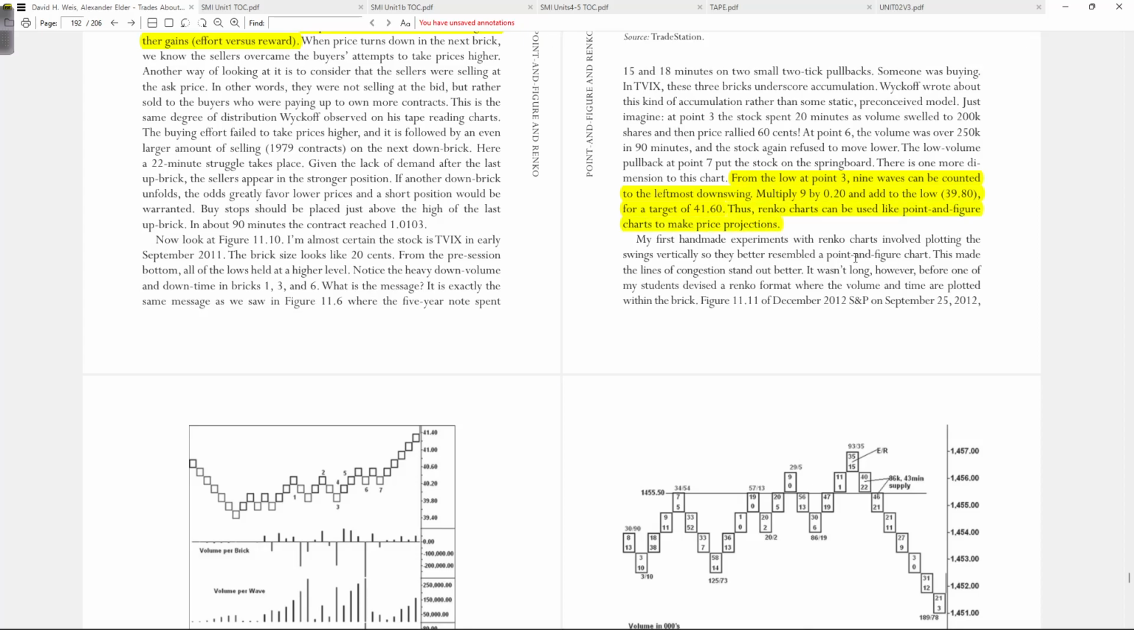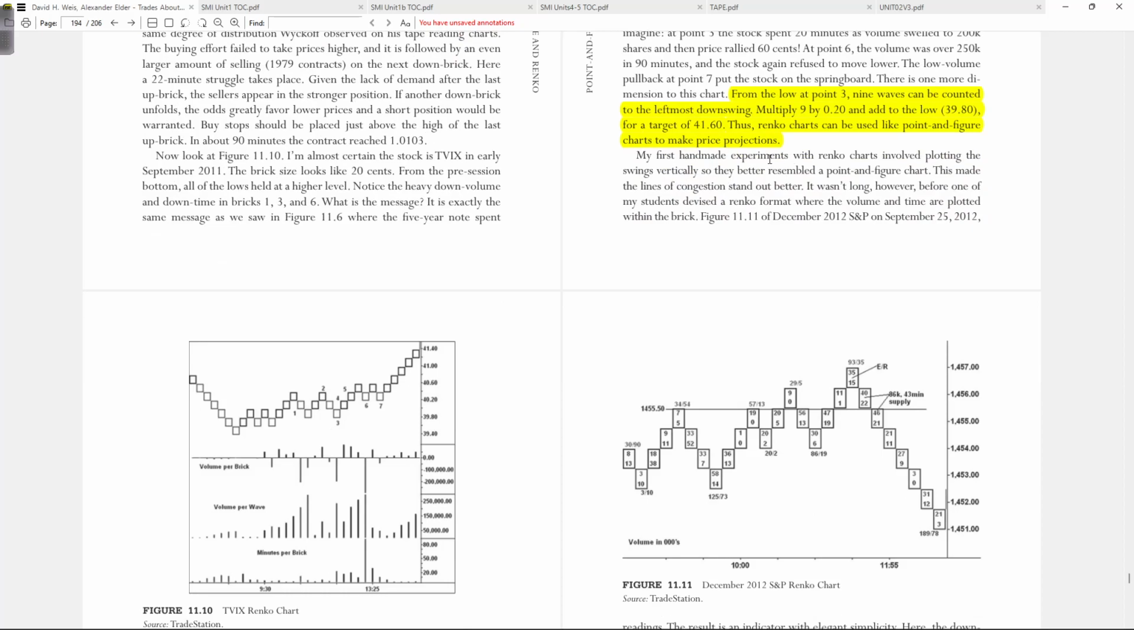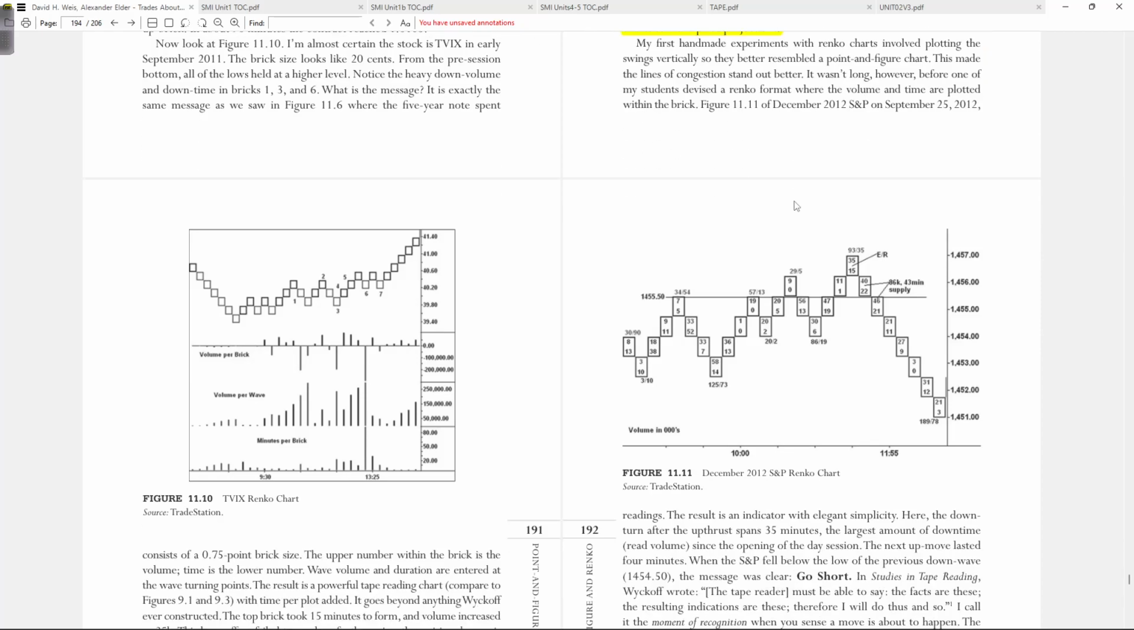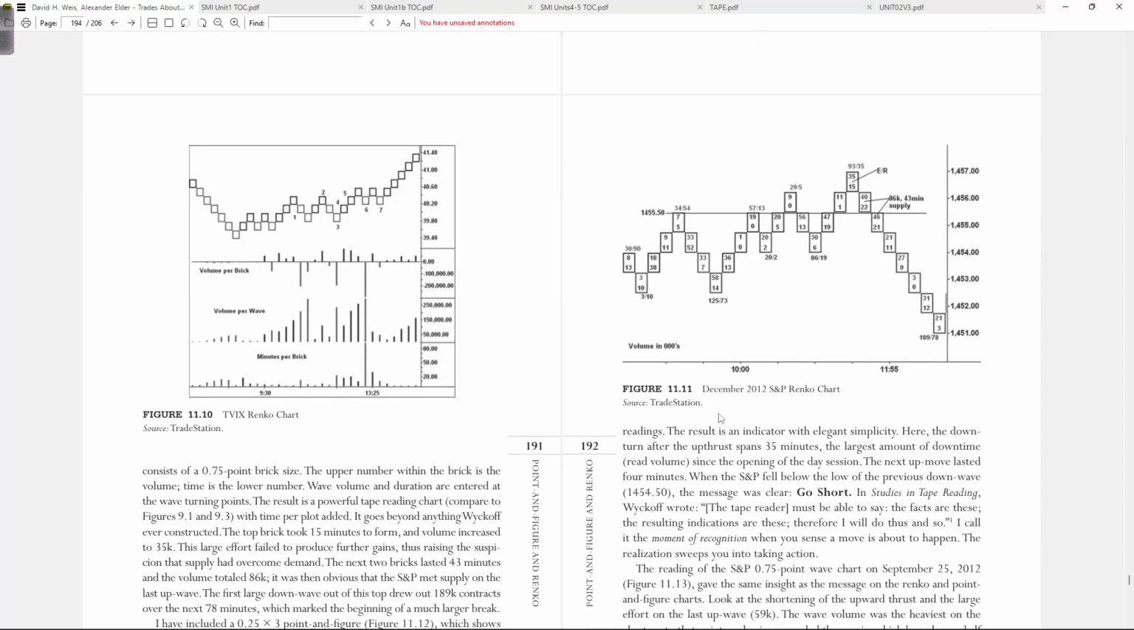My first handmade experiments with Renko charts involved plotting the swings vertically so they better resembled a point and figure chart. This made the lines of congestion stand out better. It wasn't long, however, before one of my students devised a Renko format where the volume and time are plotted within the brick. Figure 11.11 is December 2012 S&P on September 25, 2012.